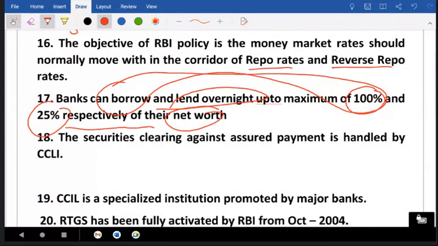Securities clearing against assured payment is handled by CCIL, Clearing Corporation of India Limited. CCIL is a specialized institution promoted by major banks. So all banks follow the CCIL institution.